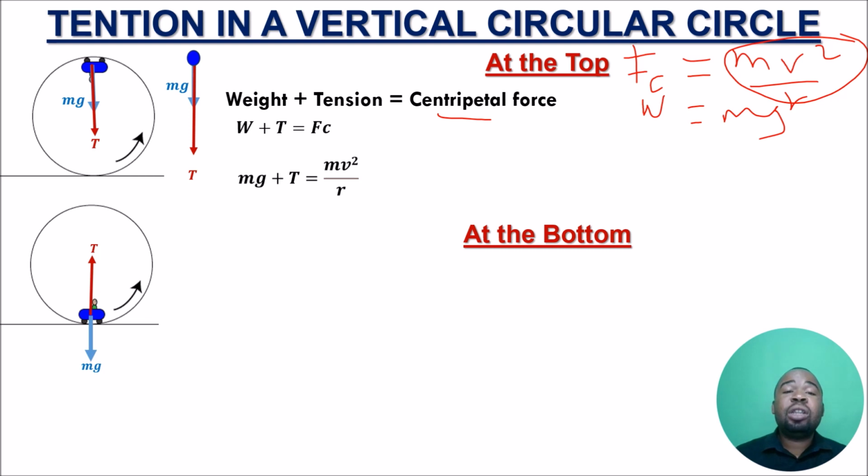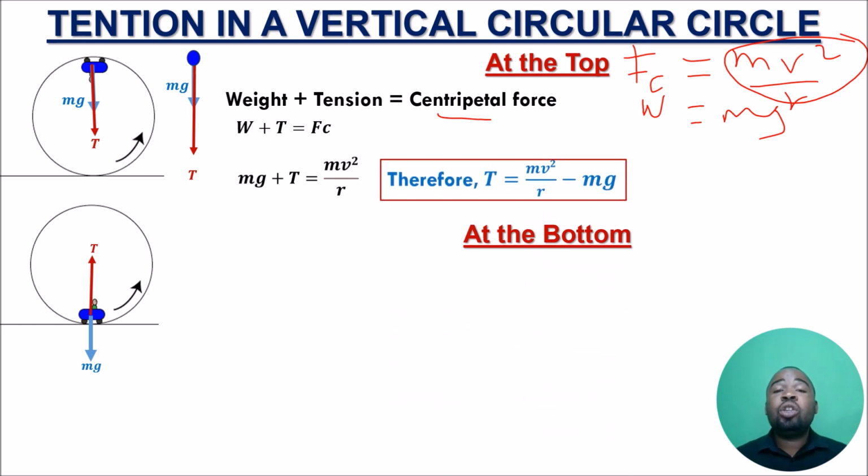We end up having this expression, and we want to find T. Our most important part is finding the tension and comparing the tension at the top and at the bottom. We are going to have an expression which says the tension is mv squared divided by r minus mg. This is after making T the subject of the formula. I'm going to call this equation number 1.